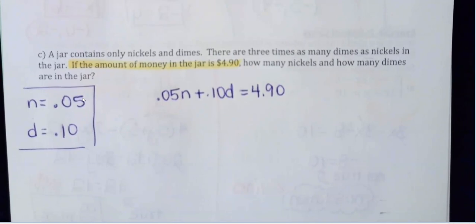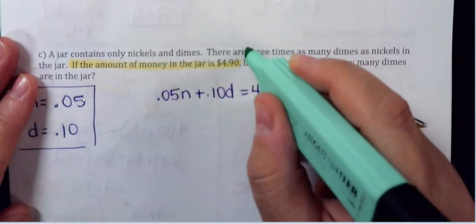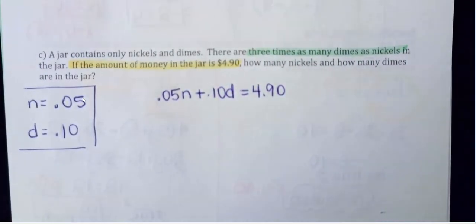Okay, now the other one I think is very tricky, so I just want you to think about it for a second. I'll try and make up a little example to make it easier. Okay, it says there are 3 times as many dimes as nickels in the jar. 3 times as many dimes as nickels. Okay, I'm just going to make something up. So just keep that in your head for a second. Let's say I had 2 nickels. How many dimes would I have? 6, right? Okay, what did you multiply by 3?